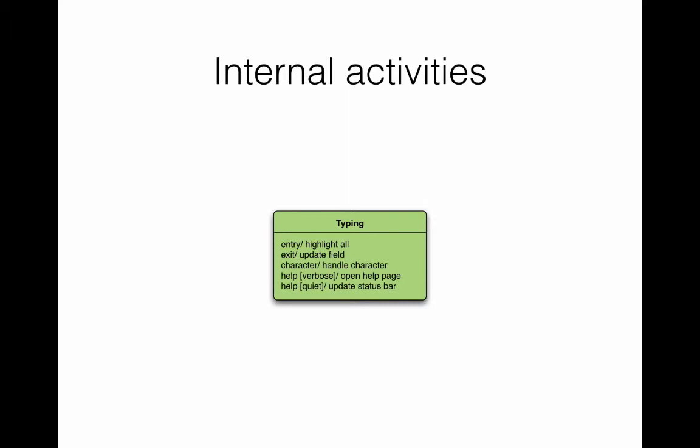This example also shows two special activities, entry and exit. The entry activity, highlight all, occurs whenever the system enters this state, and the exit activity, update field, occurs whenever the system leaves this state. Entry and exit states do not apply when an internal activity occurs. That's the difference between writing an internal activity and writing the activity as a self-transition, where you have the arrow going out and coming back to the same state.